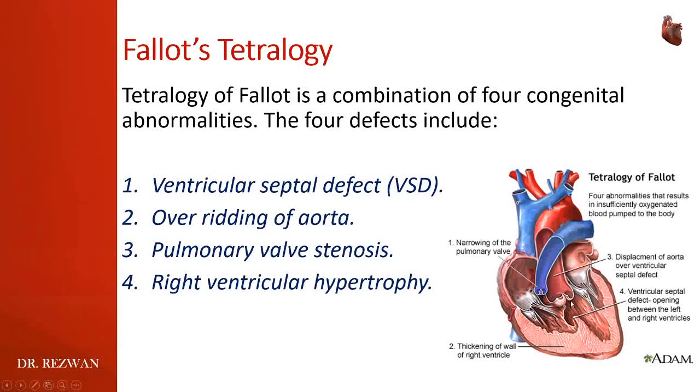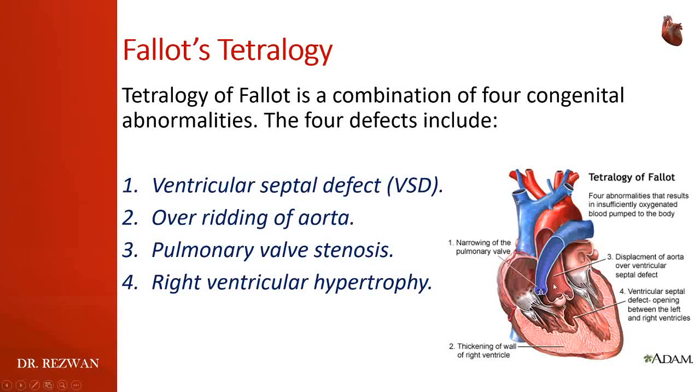So when there is a gap over here, the aorta, which is carrying high pressure blood, tries to displace itself from the left side to the right side over this gap, which is called the overriding of the aorta. So due to the presence of the ventricular septal defect, the overriding of the aorta is happening over here.